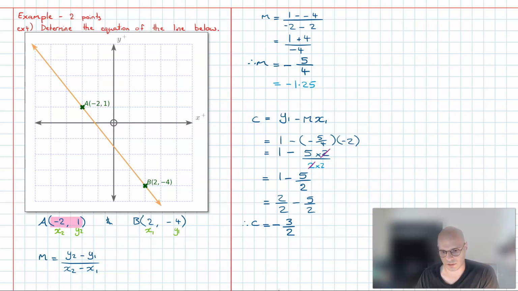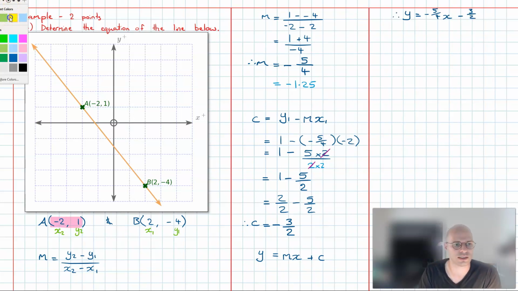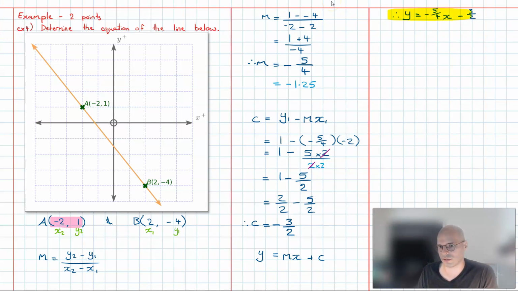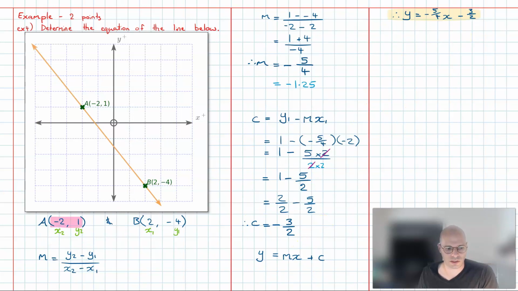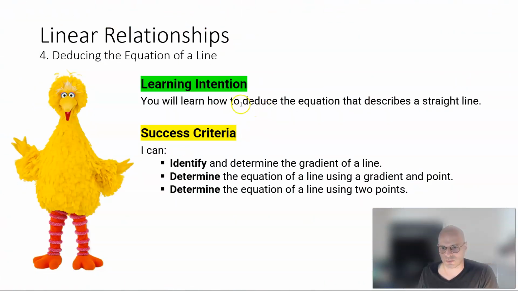Now, subbing this in, we know that y equals mx plus c. So therefore, our slope-intercept form is going to be y equals negative 5 over 4 x, and then our c is minus 3 over 2, and thus we have deduced the equation that describes this line, just like that. And as mentioned, I'm not going to do general form again because I think we get the picture from these 3 examples here.